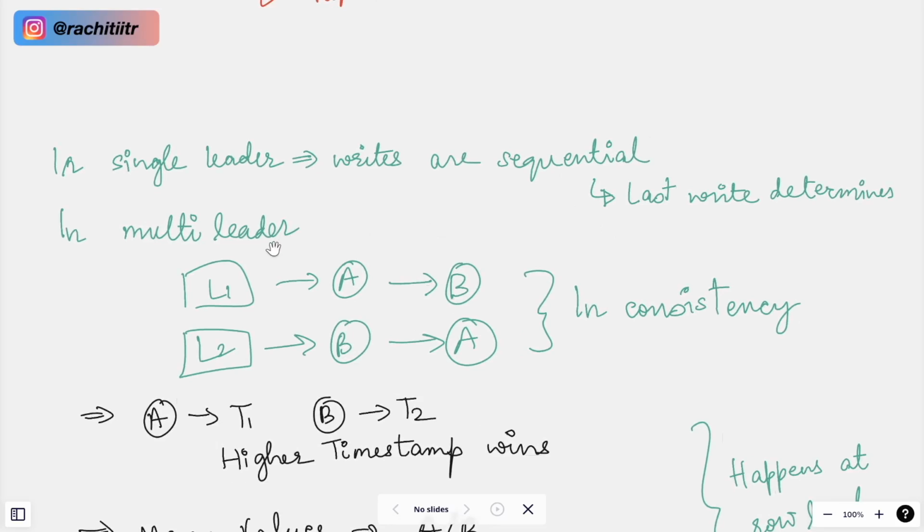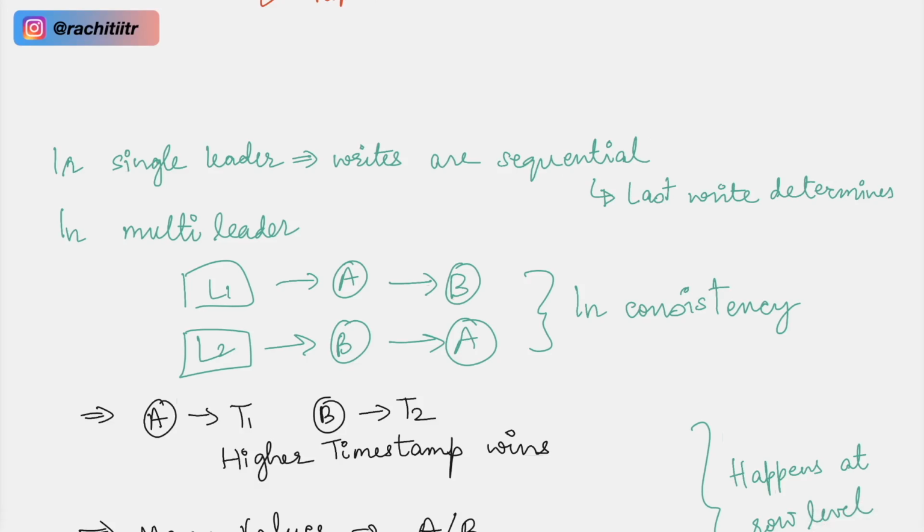But in multi-leader, that last write is controversial, because in L1 the value was A and the new value is B. So if it accepts the last value, L1 will say the last value is B. However, L2 had the value B, and during replication the last value that came was A. So if every leader just accepts the last write, different leaders will end up with different values. So your database is in a corrupted state.